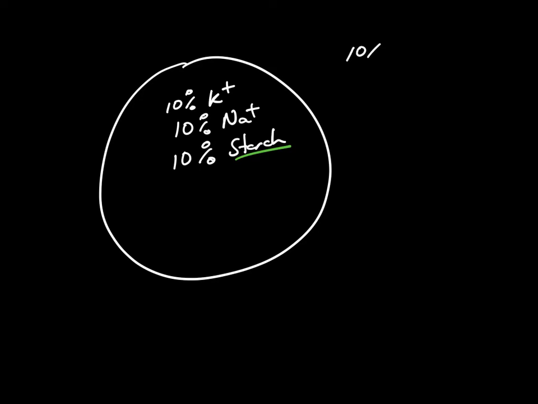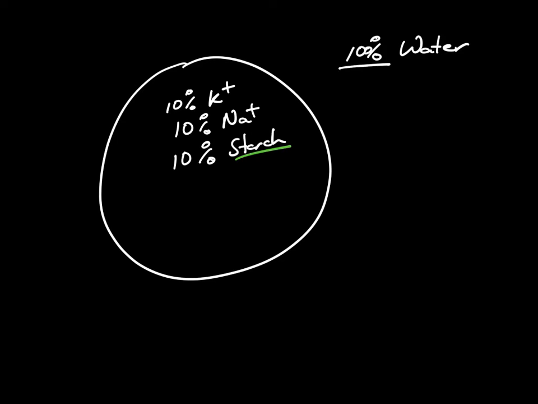So let's take the next question, which is question 3. It gives you 3 ions. It gives you 10% potassium, 10% sodium, 10% starch. Your starch doesn't move. On the outside, you have 100% water. To be honest, at this point, nothing else matters.